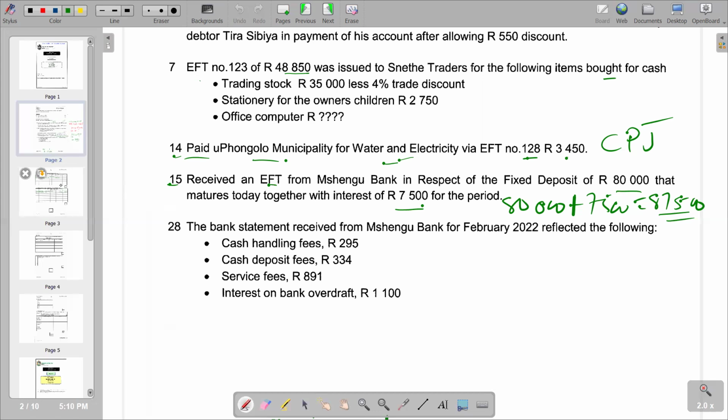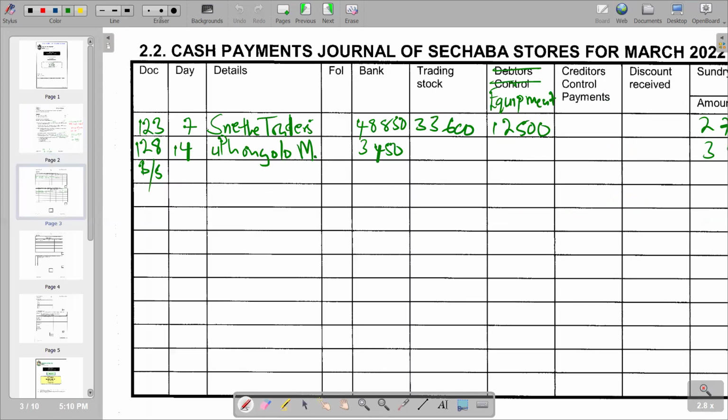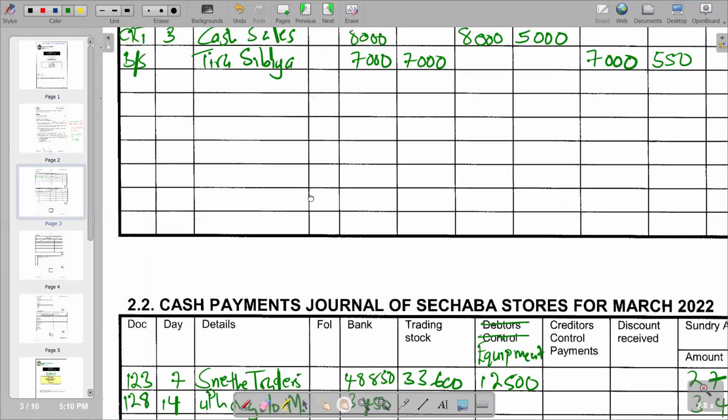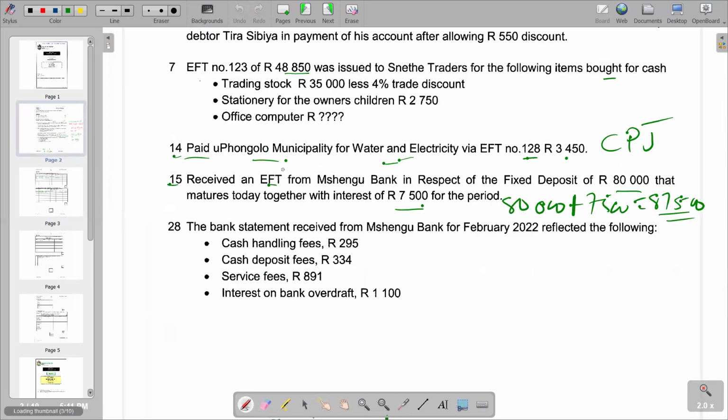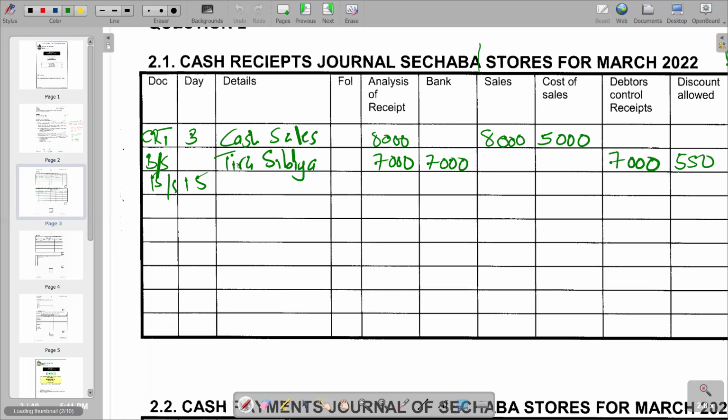Remember, this is our cash receipt journal, not cash payment journal. So we can just try to correct that. We have to go back to our cash receipt journal. This is our cash receipt journal. So we are saying here we are having BS, and the date is 15. So on details, we go back to refer to the name of the bank, whereby it's Mshengu Bank. So we enter that one on details.